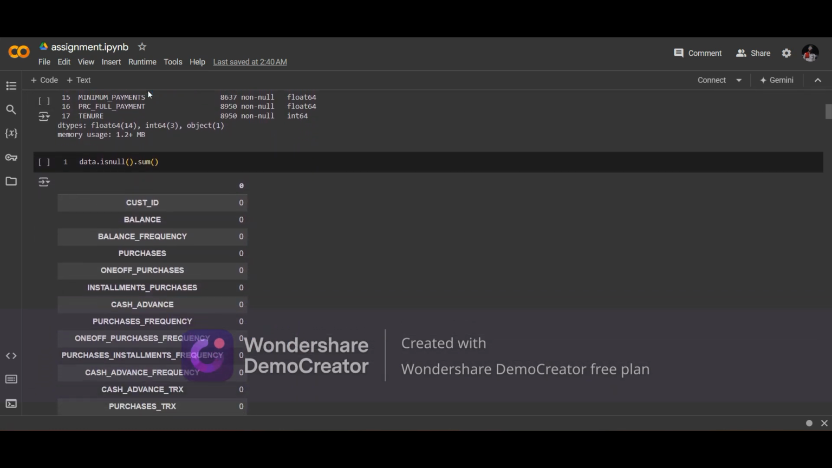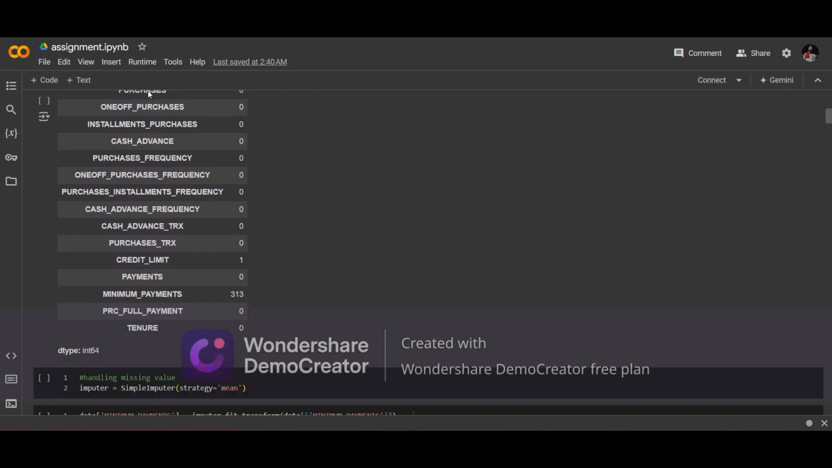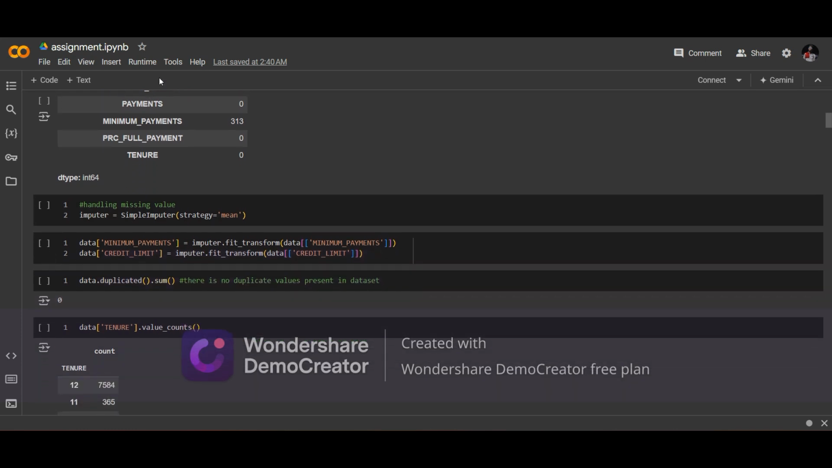Here, isnull dot sum represents the missing values in the dataset, and I have found that credit limit and minimum payments have missing values. To overcome them, I have used the simple imputer method to handle the missing values with the help of the mean, because they are numerical values.